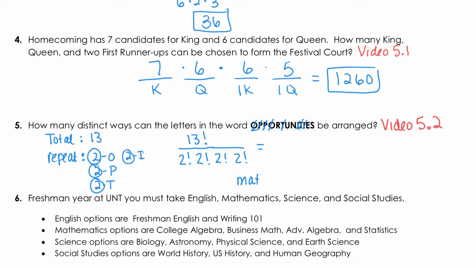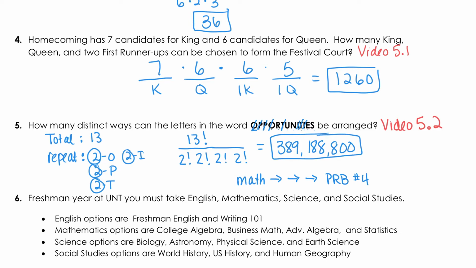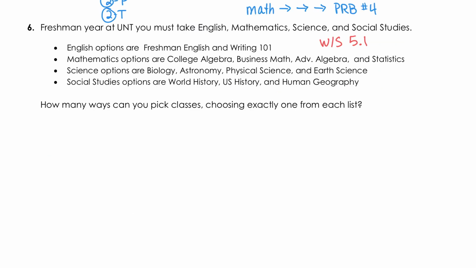It's under Math, and you scroll over 3 times till you get to the PRB screen, and then factorial is number 4. So this comes out to be 389,188,800 different ways. Again, this is in video 5.2. All right, on this next problem, this is almost identical to a problem that was on your worksheet 5.1.